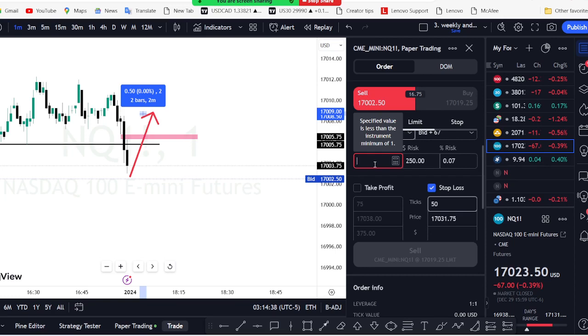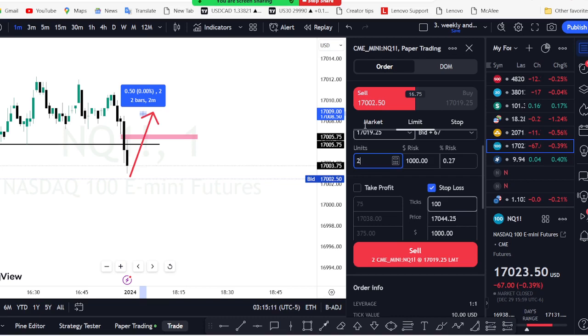With 2 lots it is $500, 3 lots $750, 4 lots $1,000. I want a stop loss of 50 ticks. But if the stop loss is 100 ticks, how many lots do we use? 2 lots. Yes, you cancel, you put 2. Then 100. That's how you control your risk. Basically, lot size helps you to control your risk when you place your trade.